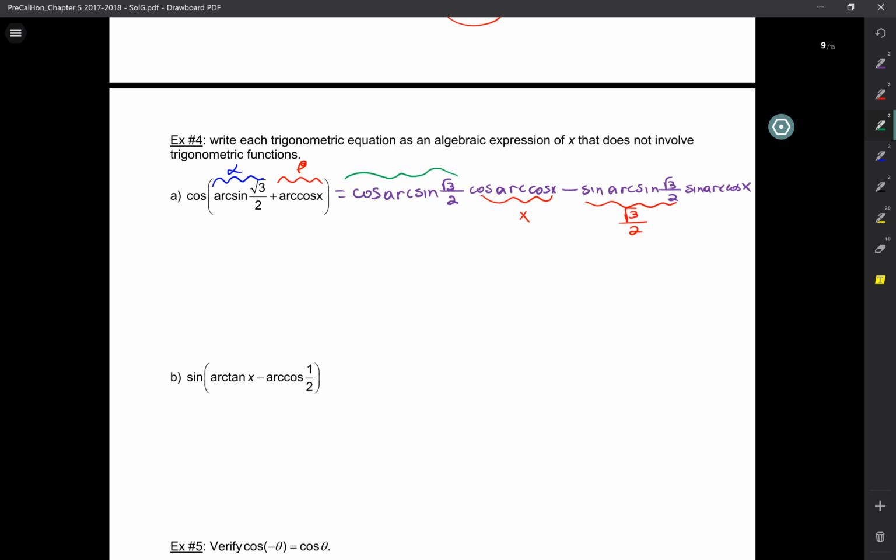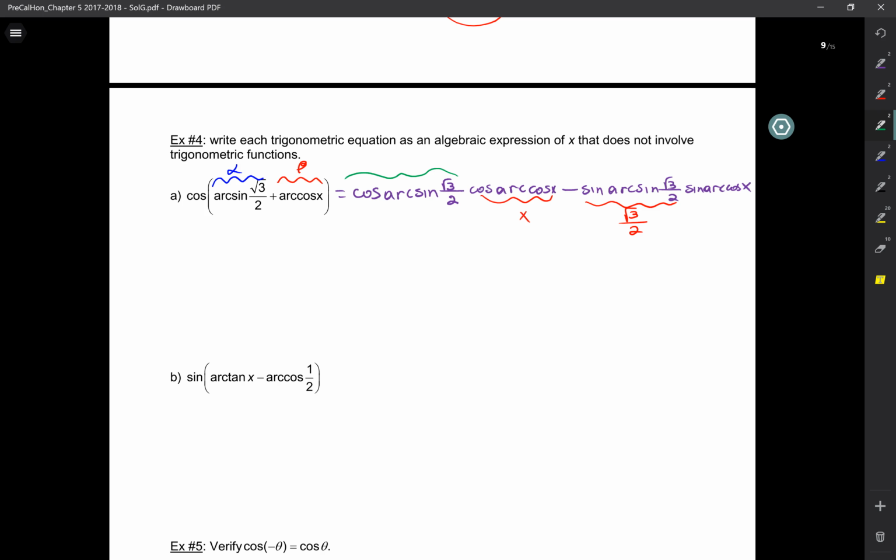Basically, I have an angle, the sine of which is root 3 over 2. What's the cosine of it? 1/2. 1/2. So if the sine of an angle is root 3 over 2, I don't even care what the angle is. Okay, it's 60. But if the sine of an angle is root 3 over 2, the cosine is 1/2. Right? Yes? How do you simplify?